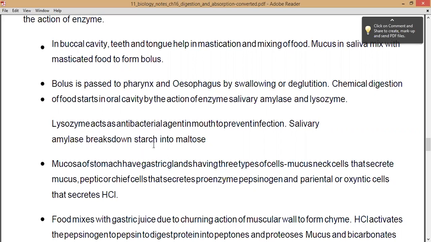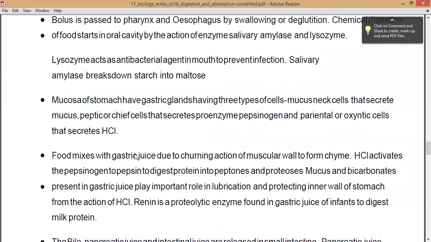Next is the third type of cells, the oxyntic cells. These oxyntic cells function for the secretion of the HCl, and this HCl is dilute in nature. But these three are interconnected with each other. Now what exactly happens, how does the mechanism of digestion take place?